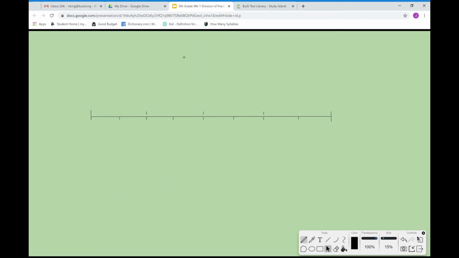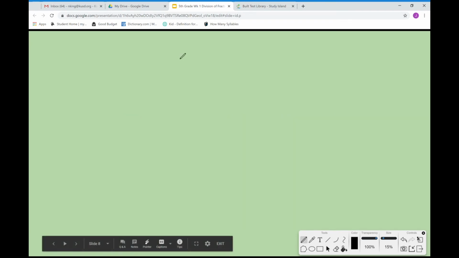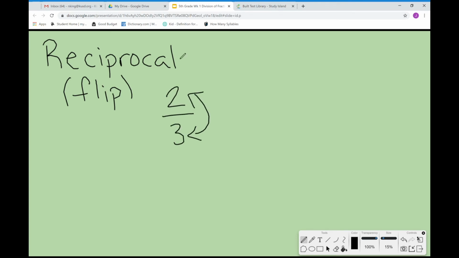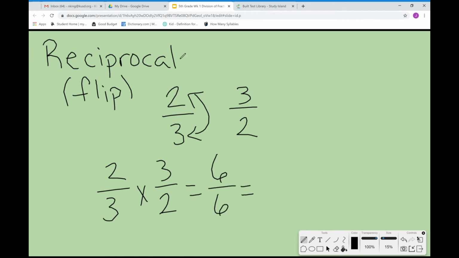Now let's look at how to divide fractions without using the model. We will need to use the reciprocal of the divisor. Remember that the reciprocal is the number that you multiply another fraction by to get the product of 1. It is the flip. For example, the reciprocal of 2/3 is 3/2, because 2/3 times 3/2 is 6/6, which equals 1.